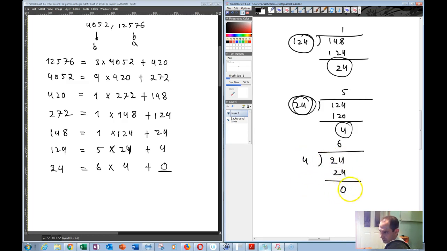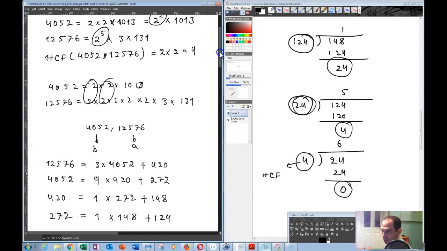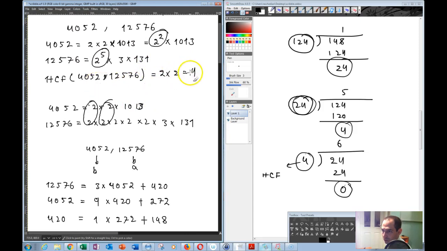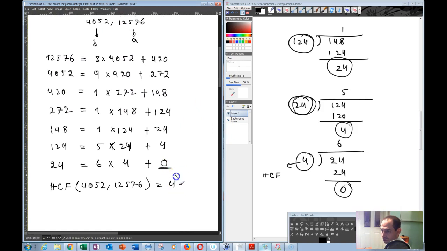So now at this stage where the remainder is 0, this divisor is actually the HCF of these two numbers. So I can write HCF of 4052 and 12,576 is actually equal to 4. And that's basically what we got up here as well, number 4, and that's basically what we got over here as well, a 4.